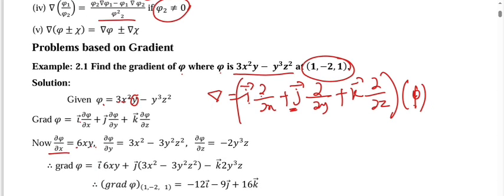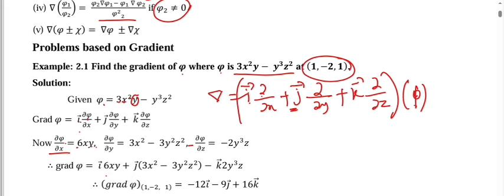Then now we substitute the values of dou phi by dou x, dou phi by dou y and dou phi by dou z in this formula, that is i vector into dou phi by dou x is 6xy plus j vector into dou phi by dou y is 3x square minus 3y square z square plus k vector into dou phi by dou z. Then we find the value of del phi at the given point 1 comma minus 2 comma 1. Substitute x equal to 1, y equal to minus 2, z equal to 1.